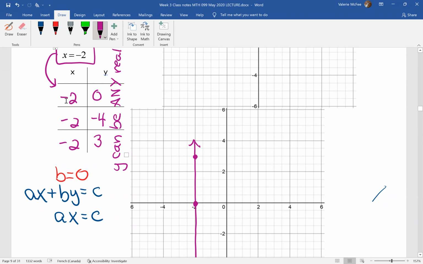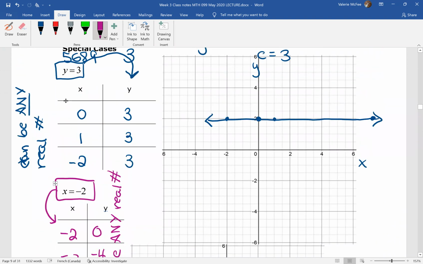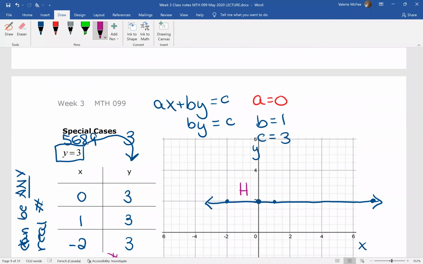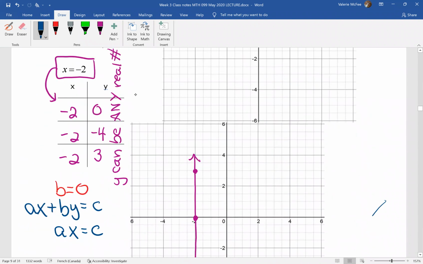We're going to stop there. I'm going to give you some time to think about that. Y equals 3 is a horizontal line. And x equals -2 is a vertical line. We'll talk more about that in the next lecture.